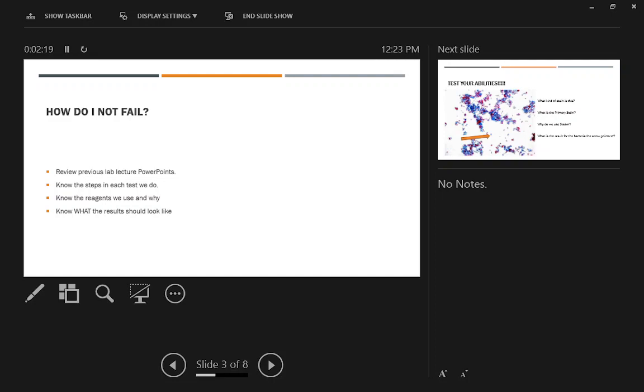Know what the results should look like. So what does EC MUG look like when it fluoresces? Well, it's pretty easy because it fluoresces, but you have to hold UV light to it. Things like that. So these are the kind of basic things. Now, we're gonna do a quick little test of your abilities right now.